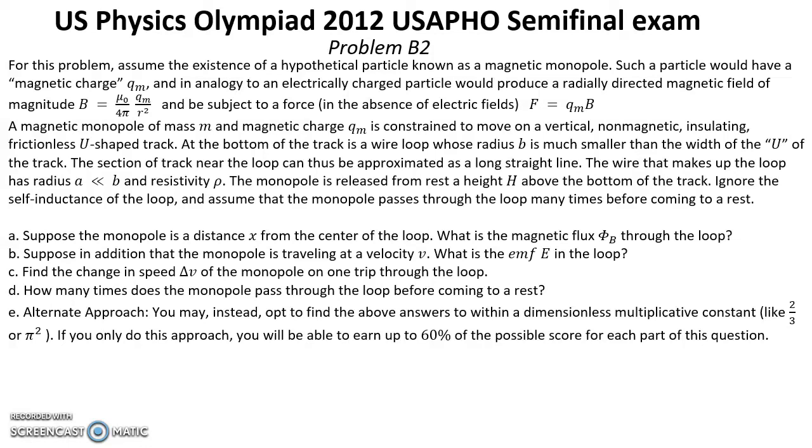Question A. Suppose the monopole is a distance x from the center of the loop. What is the magnetic flux Phi_B through the loop? B. Suppose in addition that the monopole is traveling at a velocity v. What is the EMF E in the loop? Question C. Find the change in the speed dv of the monopole on the trip through the loop. Question D. How many times does the monopole pass through the loop before coming to rest?